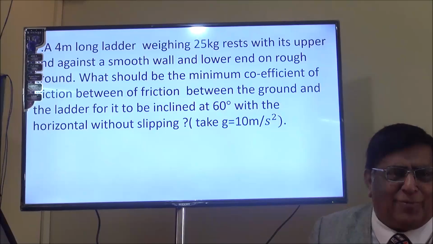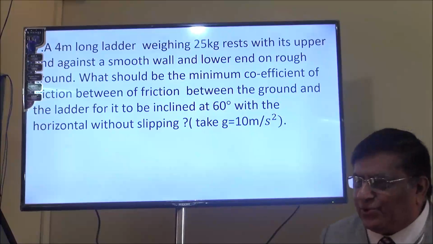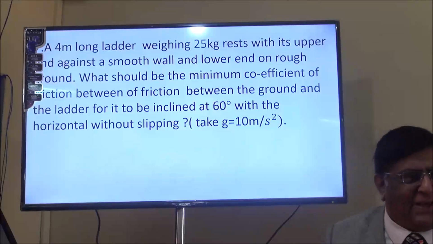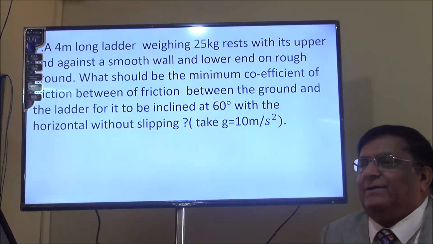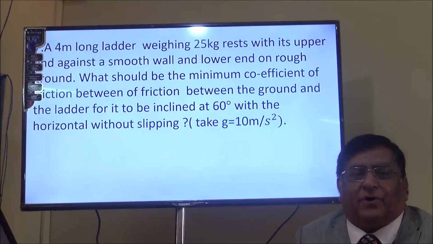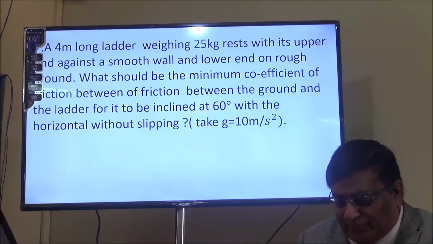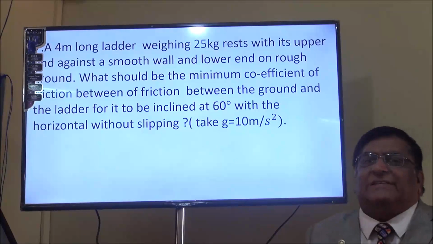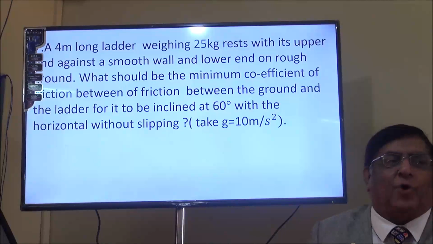Have you done yo-yo problem? You have seen yo-yo, what is that? That you play? Yeah. So that we will study when we go for rotational motion tomorrow or day after tomorrow. Okay. So this is ladder problem.